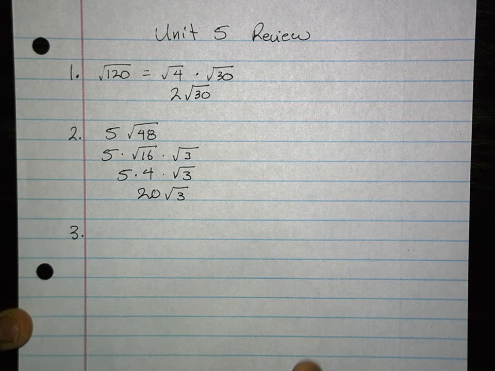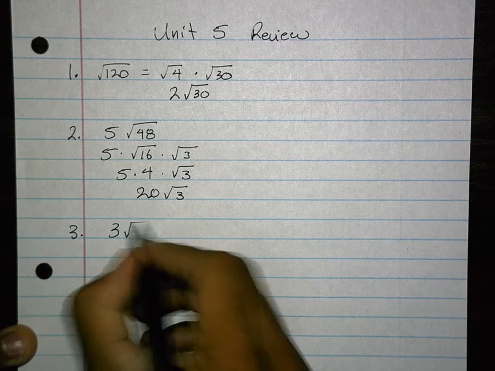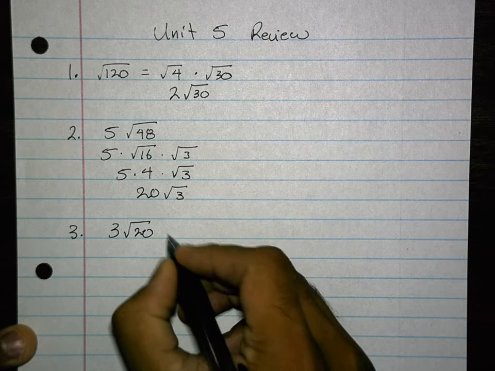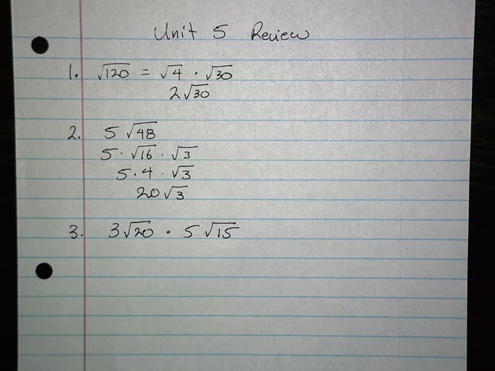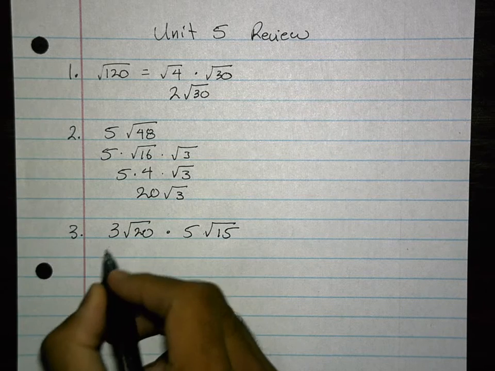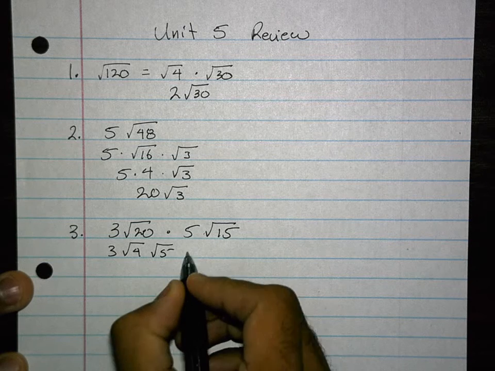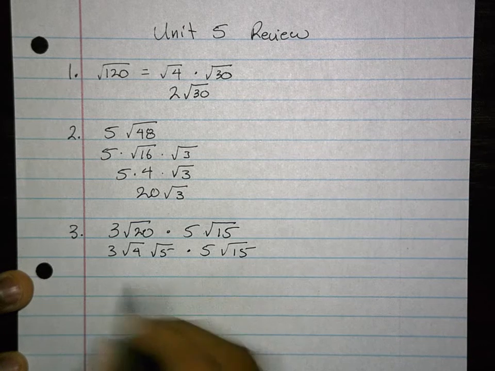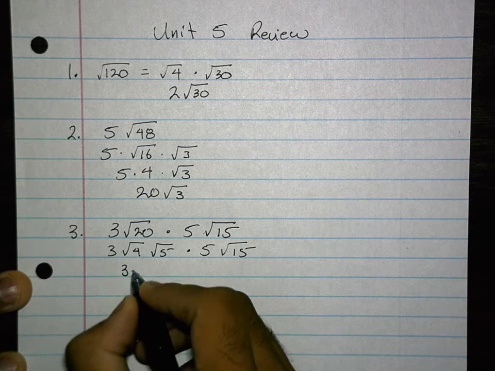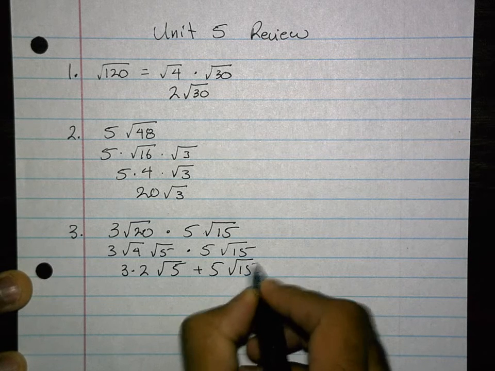Number 3 says 3 square root of 20 times 5 square root of 15. Either you can put these together first or you can simplify them first. It's kind of up to you. I'm going to simplify them first. So I know that 20 is the same as 4 times 5 using the product property for radicals. And I can't do anything with the square root of 15.